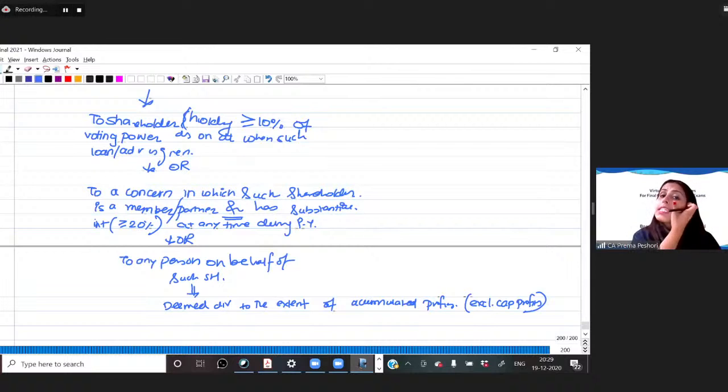Now advances given in the nature of ordinary course of business, like suppose a trade advance is given to a creditor who is also a shareholder holding more than 10%. Whether that will be considered as deemed dividend? Answer is no. So trade advances and advances given in the ordinary course of business will not be considered as deemed dividend. Is it clear? There's a CBDT circular on that.